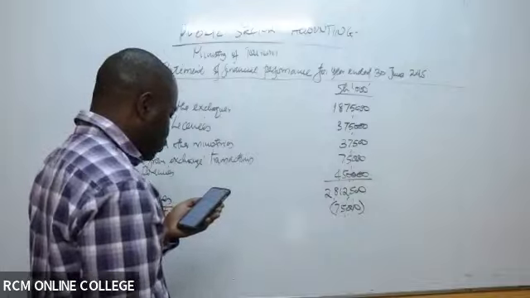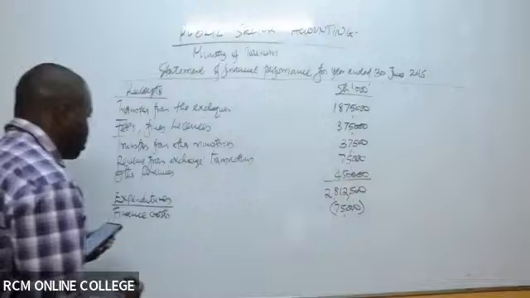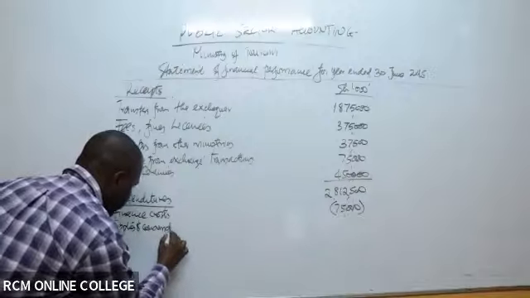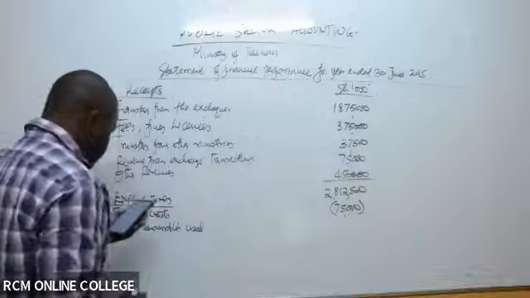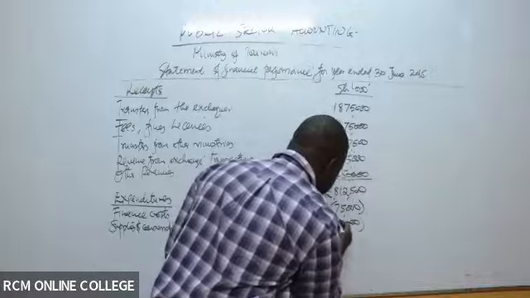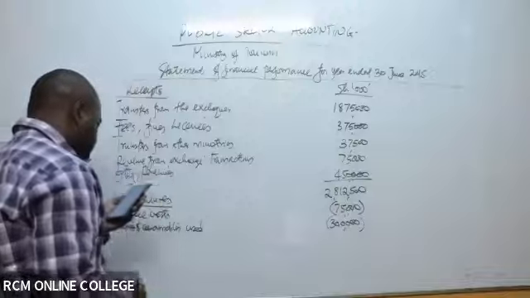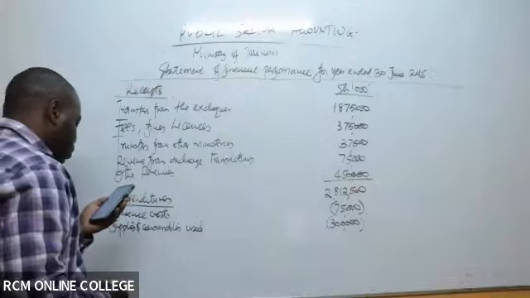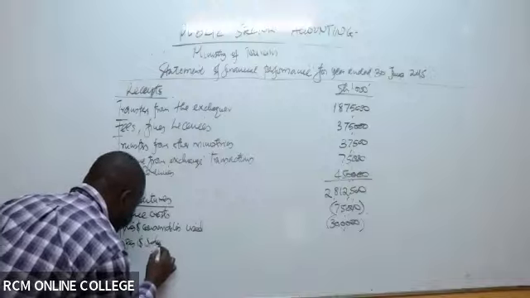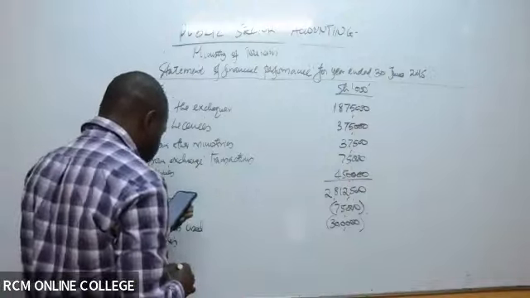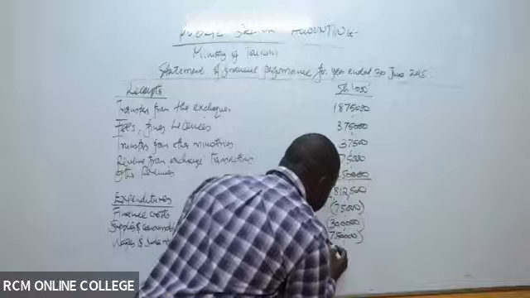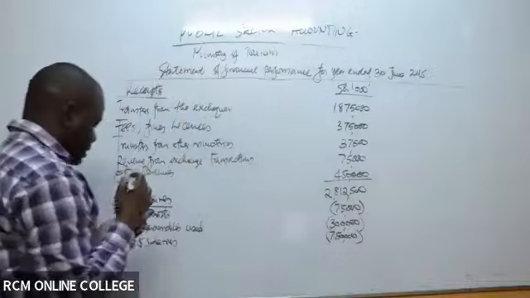Then what else? Supplies and consumables used. They had some supplies and consumables used. In this case, supplies and consumables used was 300,000. So this one you still less. Then wages and salaries. They paid people salaries. So wages and salaries was actually in this case 750,000. So still less here. 750,000, you less.